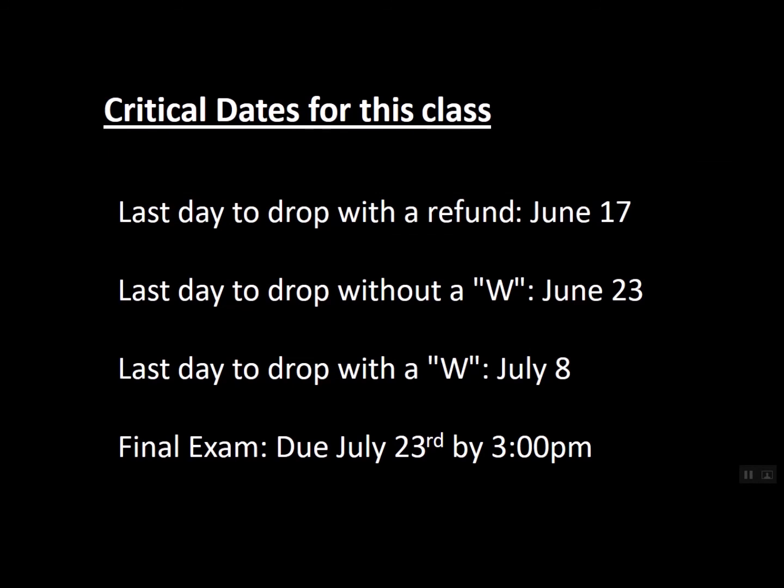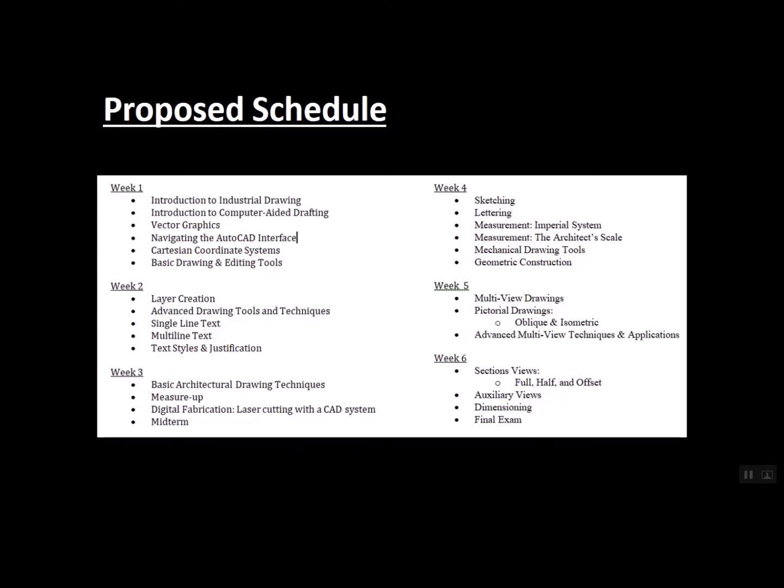Critical dates for the class. We've got a date for the last day to drop with a refund, the last day to drop without a W grade, the last day to drop with a W, and our final exam. Our final exam is due on July 23rd by 3 p.m. Okay, so those are the critical dates, and that takes care of the bulk of our syllabus.